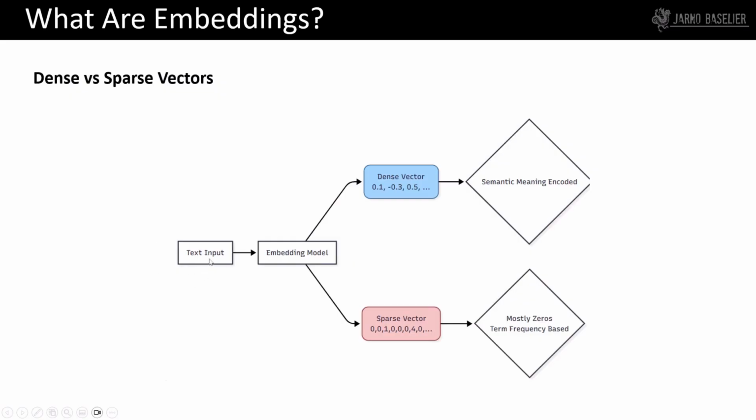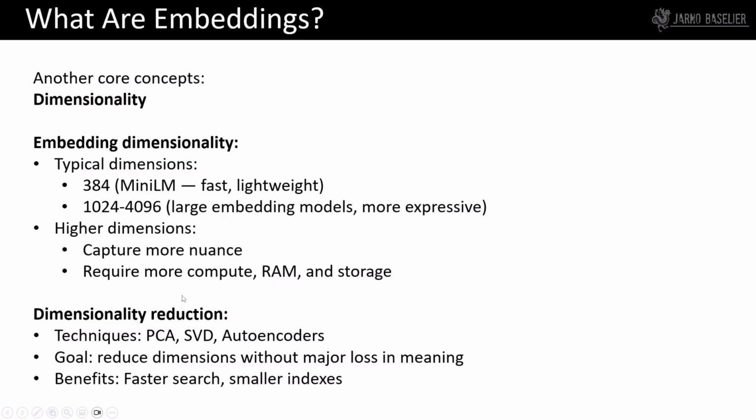So dense versus sparse vectors. We have some textual input which will enter an embedding model. See this as a query and this as a query embedding. Then we have dense vectors and we have sparse vectors. Here with dense vectors we have semantic meaning encoded, and with sparse vectors we will have mostly zeros, which is term frequency based. And as you can see, the dense vectors can use minus, they also can use dot representations, where sparse simply can't.